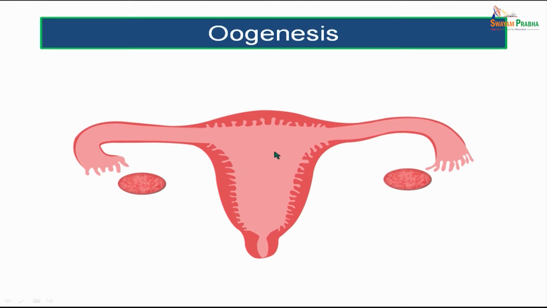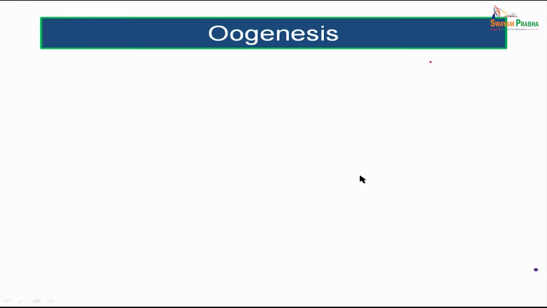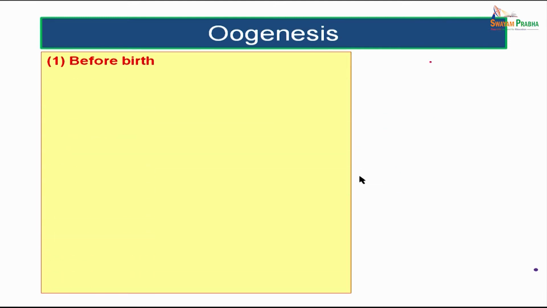Oogenesis, as we all know, happens in the female reproductive organ. We have the uterus and the 2 ovaries, and oogenesis happens within the ovaries. So, let us have a look at oogenesis. The topic of oogenesis can be dealt with under the following headings. First, let us see what is happening before birth. Before a female child is born, what is happening?